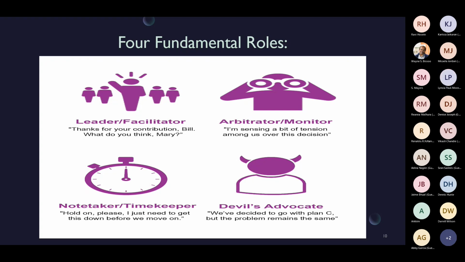A typical phrase we can hear from the devil's advocate in a meeting would be something like, "Let's give Mike's idea a chance." Or, "Okay, we have decided to go with plan C, but I noticed that we still haven't dealt with the same problem that plan A didn't address. What can we do to solve this?" And phrases like that.